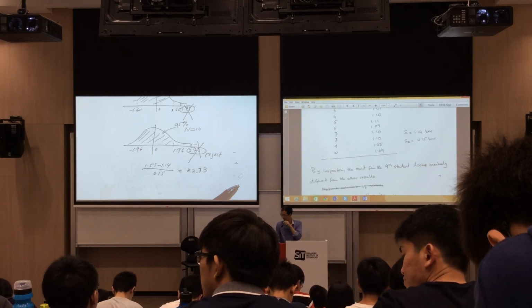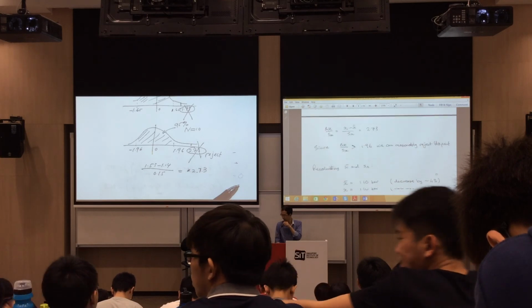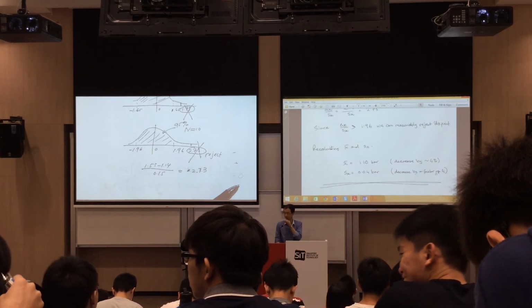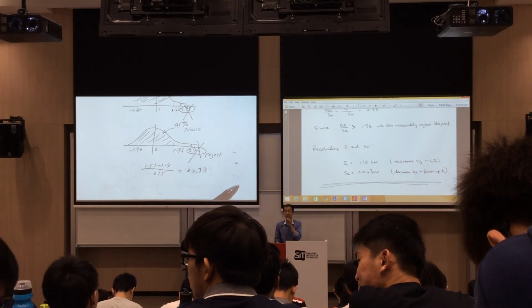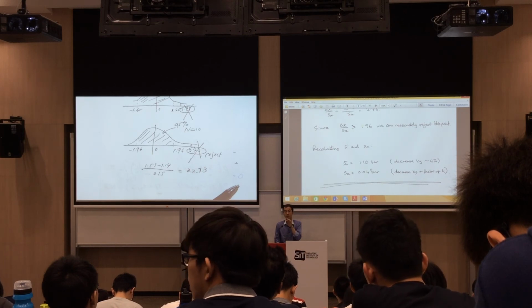Okay? And after rejecting the wrong points, you need to recalculate again. So what is the mean and what is the standard deviation?